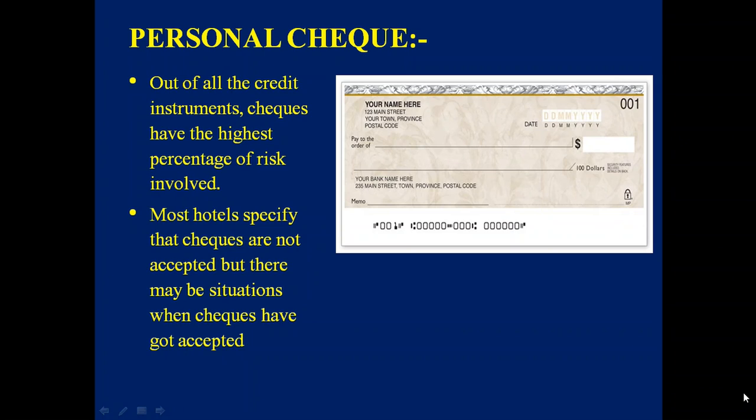Sometimes the check can bounce, or there is no sufficient fund in the guest's account, but still he or she is issuing the check, so it's a kind of fraud. So before accepting a personal check, please verify whether he or she has the minimum balance in the account or not, because most hotels specify that checks are not accepted, but there may be situations when checks get accepted. Most hotels have realized that checks get bounced, or there is no sufficient fund in the guest's account, so we should not accept the check. Rather, we can accept cash or any other mode of payment.